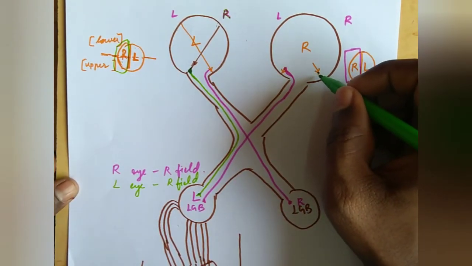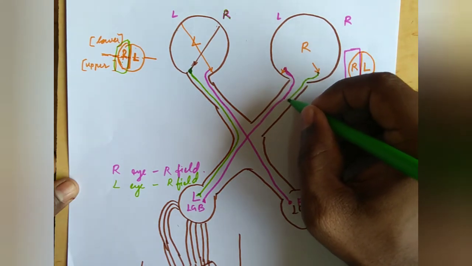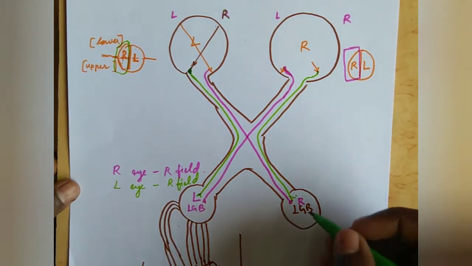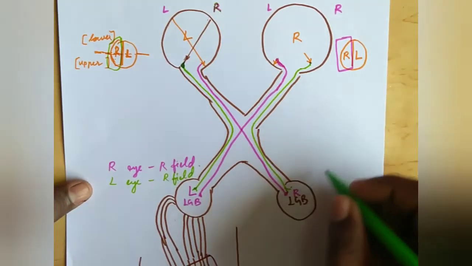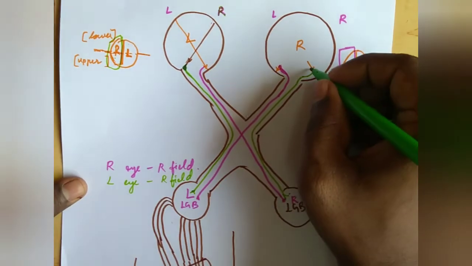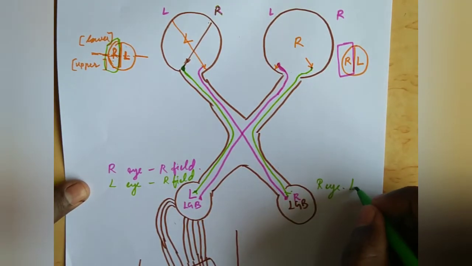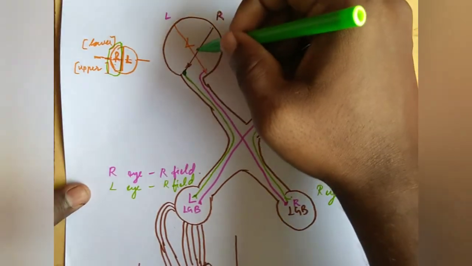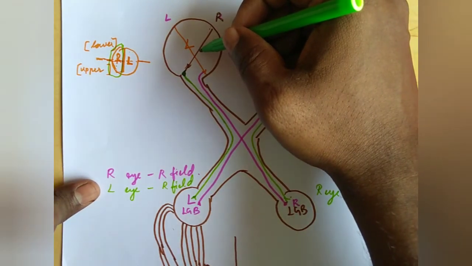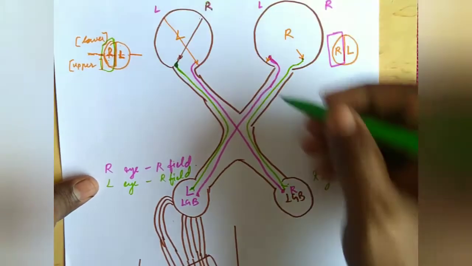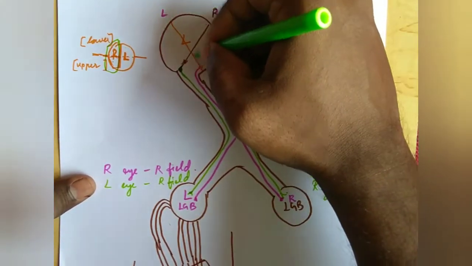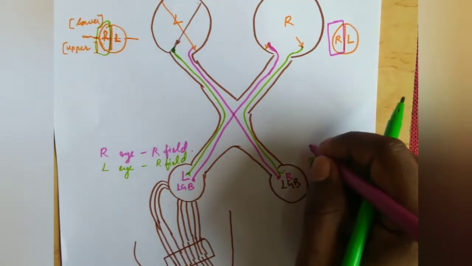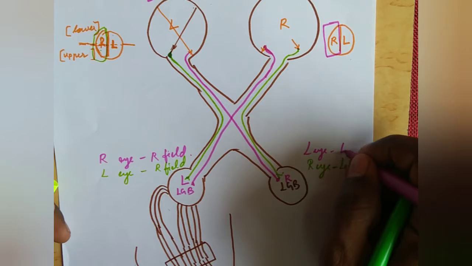Similarly, you can see on the right eye, the temporal fibers are uncrossed fibers which will be lying in the left geniculate body. So this is actually carrying the right eye's left visual field. Okay, so the left eye's left visual field is also coming to this geniculate body. So this is the left eye's left field.